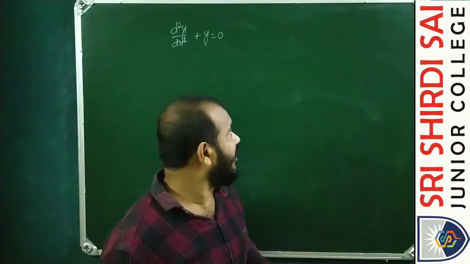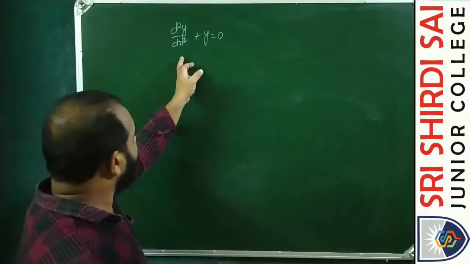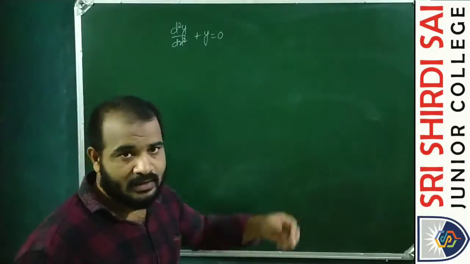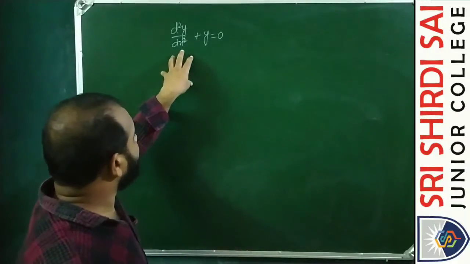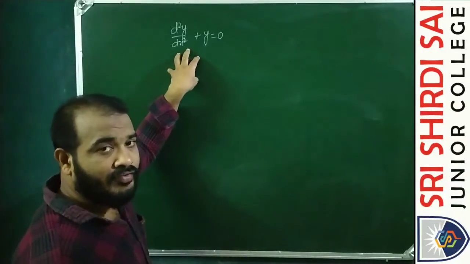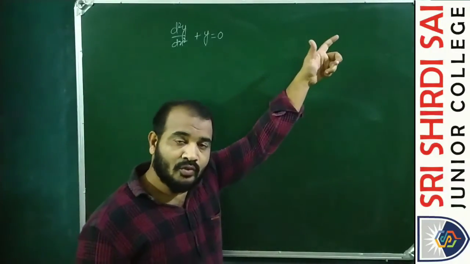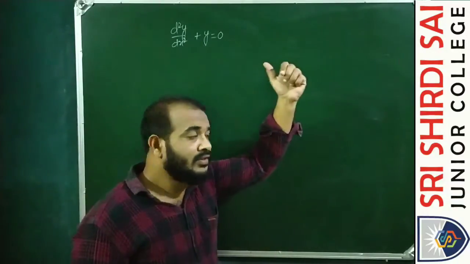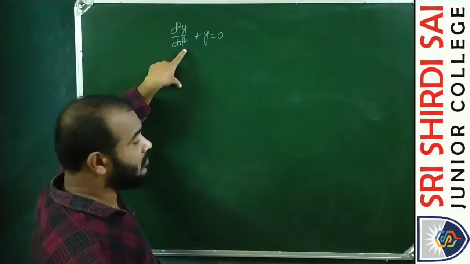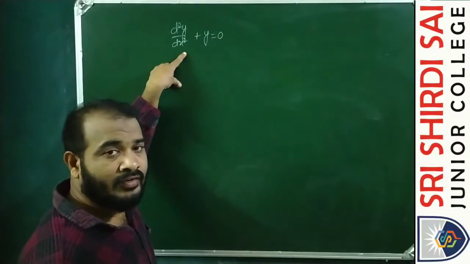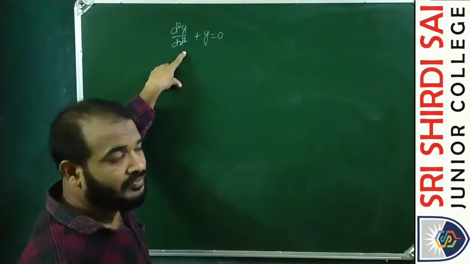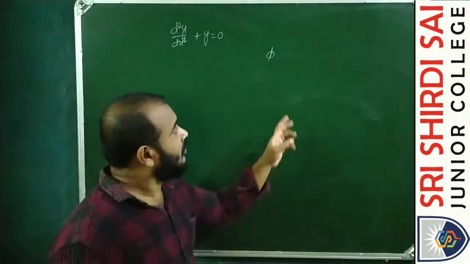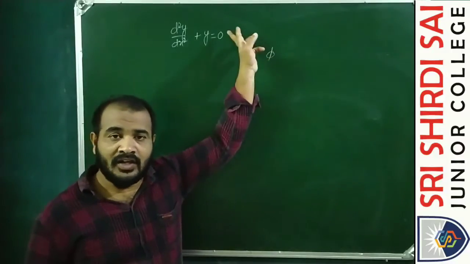In the same way, d square y by dx square plus y equals 0. In contrast to the above examples, the solution of this is a function. There, the solution of the equation is a number. So the solution of this differential equation is a function phi, that will satisfy the given equation.